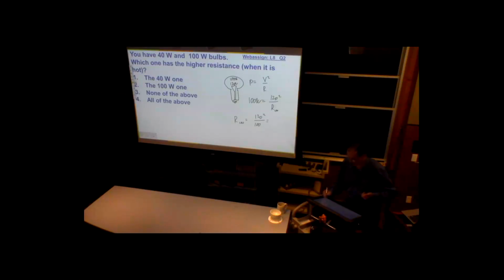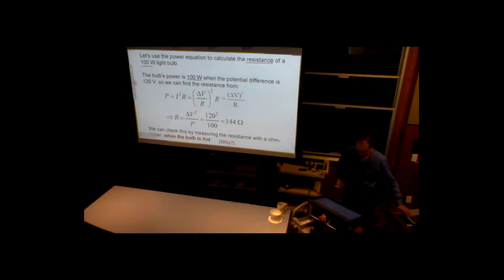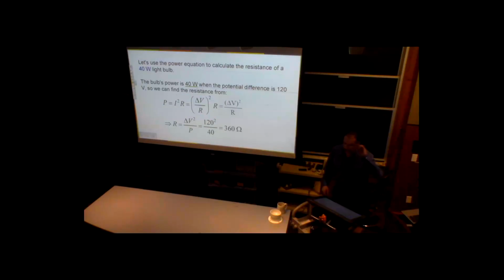120 squared over 100. That's it. And we can calculate just straightforwardly the resistance for a 40-watt bulb. That's just a number. Same 120 volt voltage squared divided by 40 watts. That's the resistance. That's it. So it turns out it has more resistance.